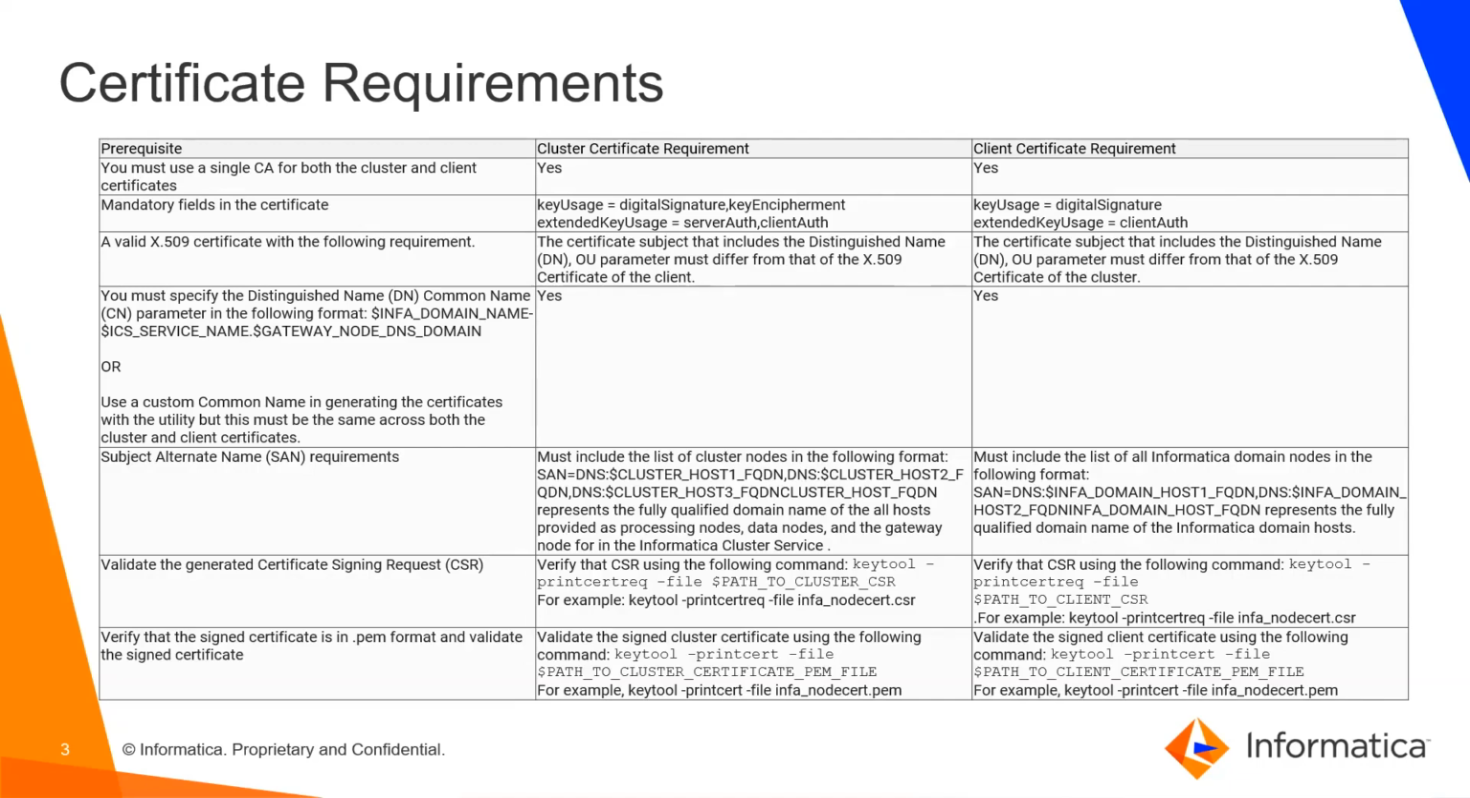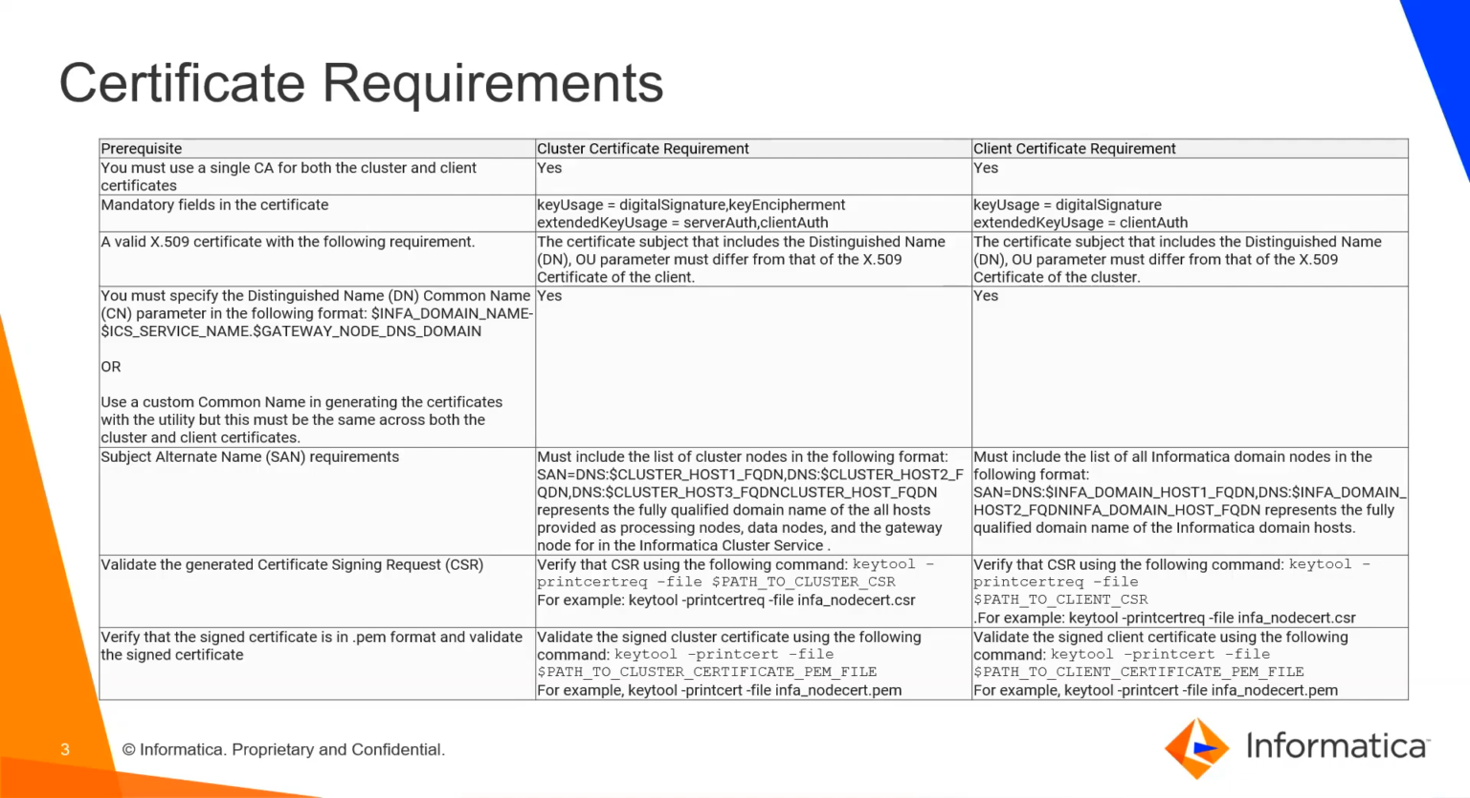Moving on to the fifth requirement, for the SAN, or the subject alternative name, for the cluster certificate, this will only contain the fully qualified domain name of each of the cluster nodes. So I have 3 nodes in total, and I'm going to be providing the fully qualified domain name for each of those hosts on the SAN on the cluster certificates.